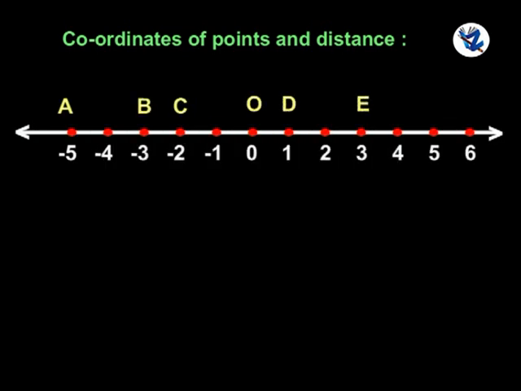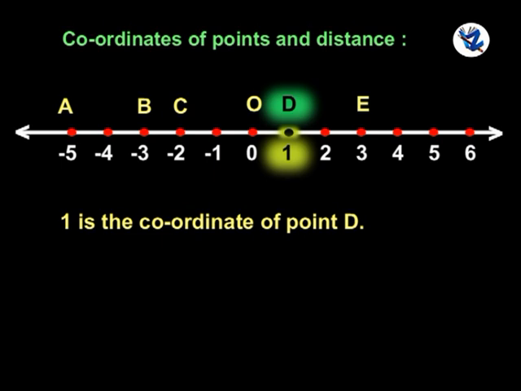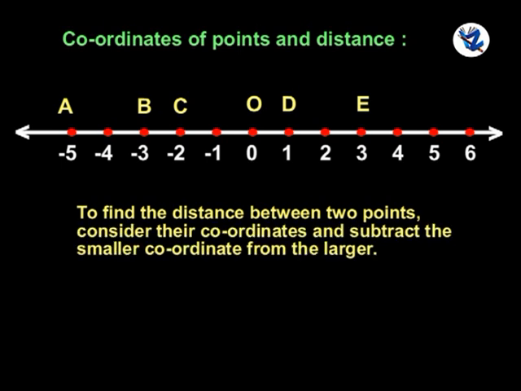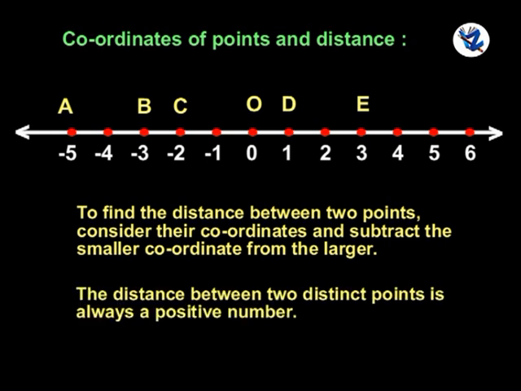Now, coordinates of points and distance. Here you can see a number line. The point D on the number line denotes the number 1. So it is said that 1 is the coordinate of point D. We can find distance with the help of coordinates of points. To find the distance between 2 points, consider their coordinates and subtract the smaller coordinate from the larger. Remember, the distance between two distinct points is always a positive number.